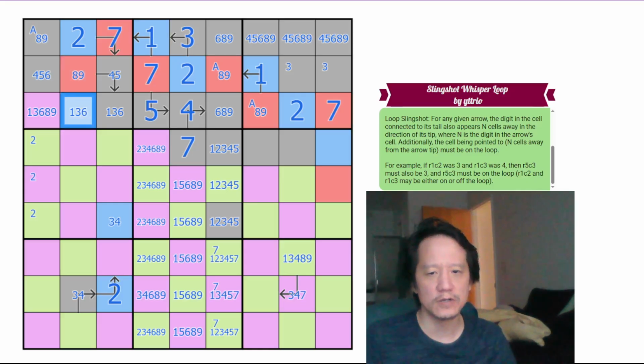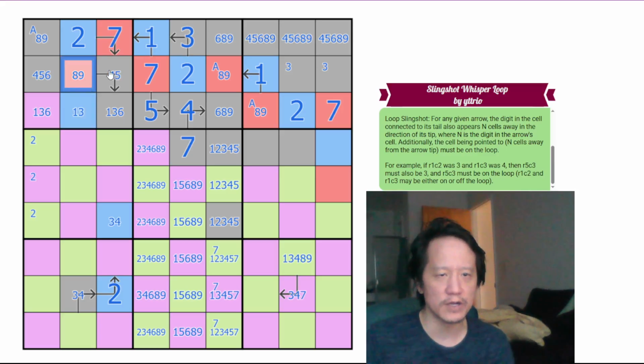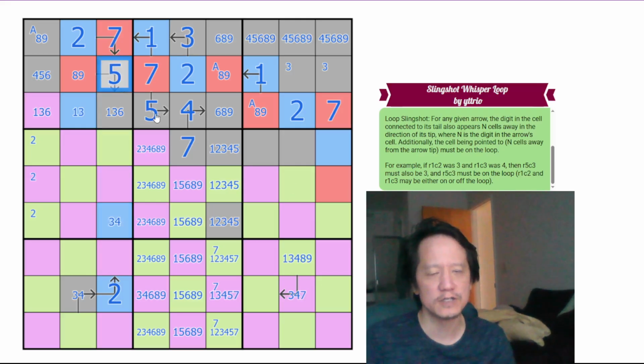It must go to here. This is low. This cannot be 8 or 9. So this is a 1 or 3 here. This is 8 or 9, so this must match a high digit. And it must be on the loop. 1, 2, 3, 4 is a low digit. So this must be a high digit and is 5. So this cannot be 5 here.